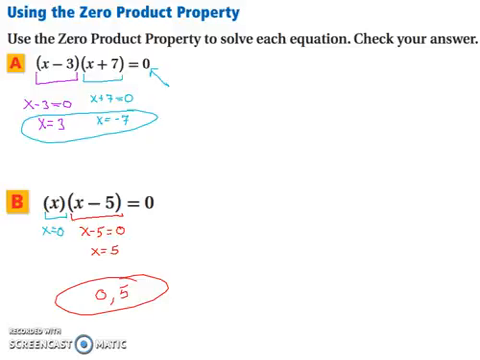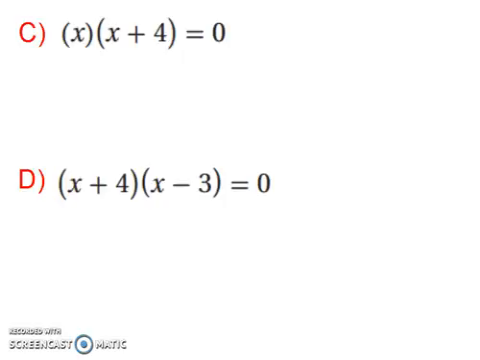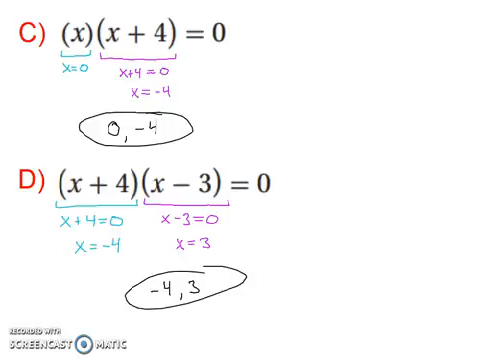Take a moment and pause the video and try these next two on your own. When you return to the video, the answers will be revealed below each. And there you have it.